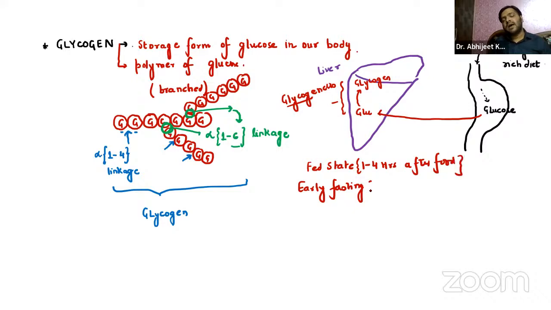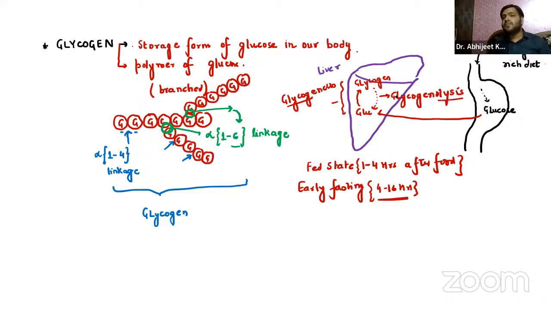1 to 4 hours after food, and early fasting is 4 to 16 hours. In this early fasting, you are not eating anything, but still the blood glucose level is maintained only via one thing: the stored glycogen will now be broken down to form glucose to provide energy. And breakdown of glycogen is called glycogenolysis.